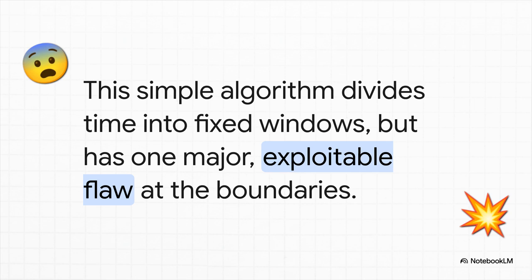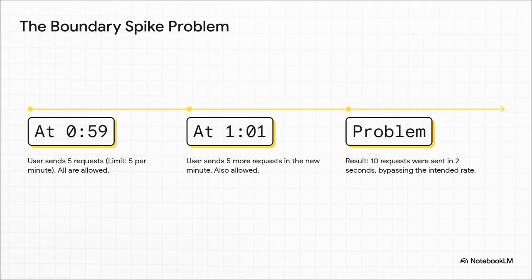Let's start with the most basic one, the fixed window counter. It's super simple to grasp, which is great, but it has one huge and kind of obvious flaw that can be exploited. And here is that flaw in all its glory. Let's say your limit is 5 requests per minute. A clever user could send 5 requests at the 59-second mark, and then, 2 seconds later, send 5 more requests right at the start of the next minute.